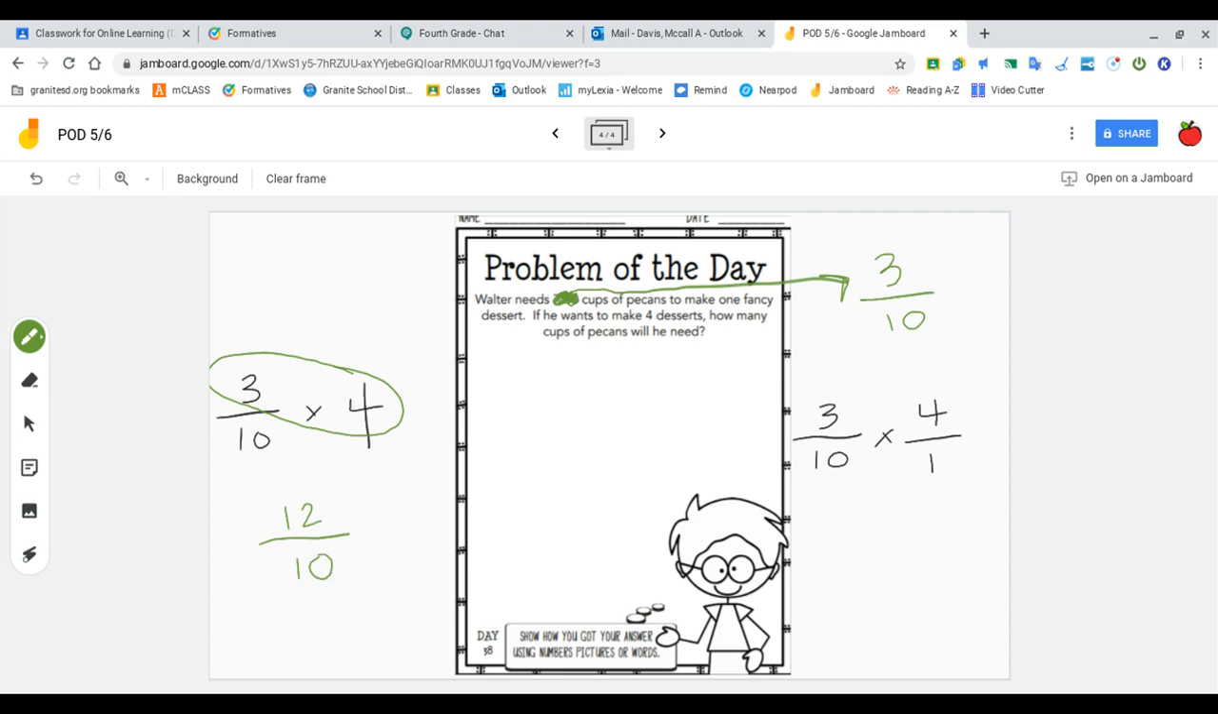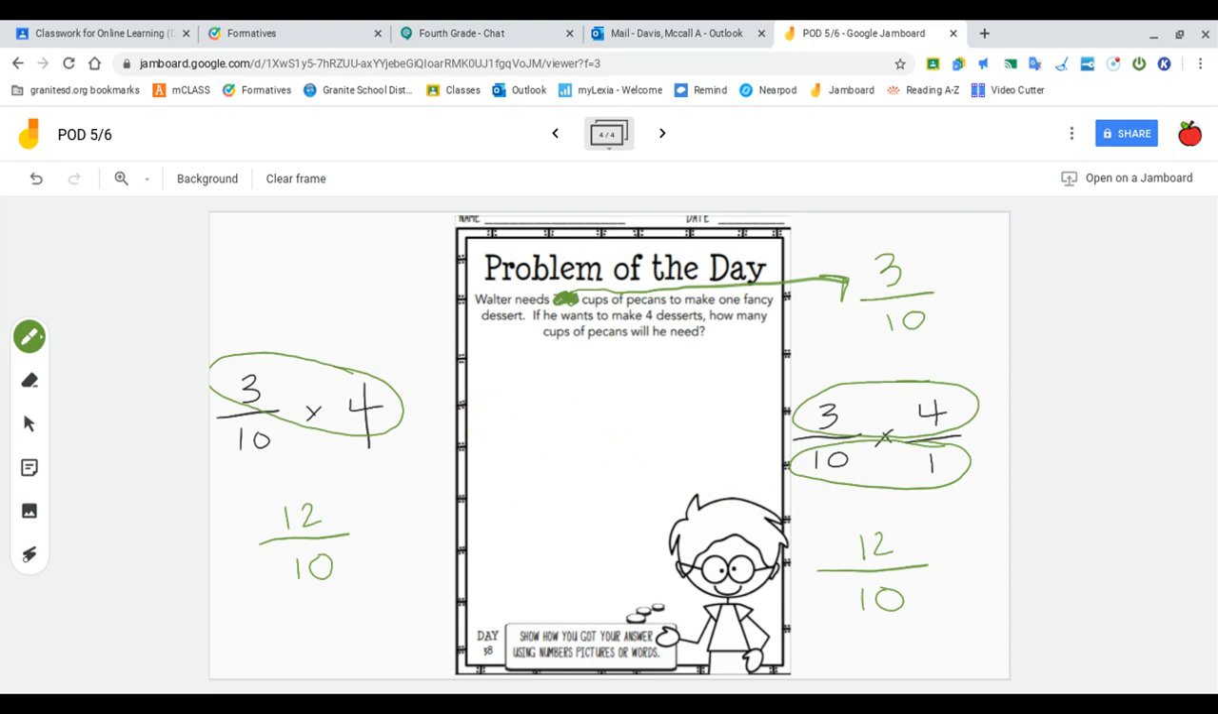If I want to do it like the strategy on the right-hand side with fraction by fraction, I just multiply straight across, numerator to numerator and denominator to denominator. So I'm going to have 3 times 4, which is the numerator, which is 12, and then denominators 10 times 1, which is 10. As you can see, both times I'm going to get the same answer, and you guys know from watching these, it's because they're the same problem, just written differently.